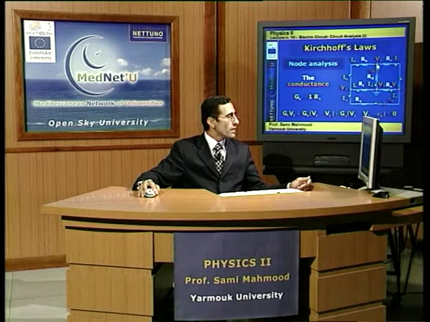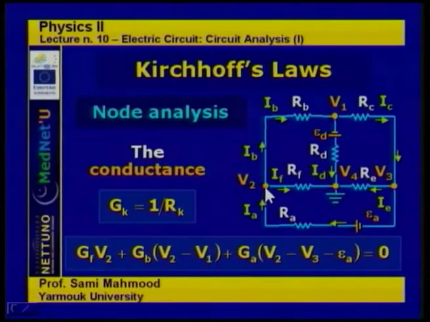The second node equation is from the second node. So GF times V2 plus GB times V2 minus V1 plus GA, which is 1 over RA, GA into V2 minus epsilon A minus V3. And that is equal to 0. So this is from the second node.